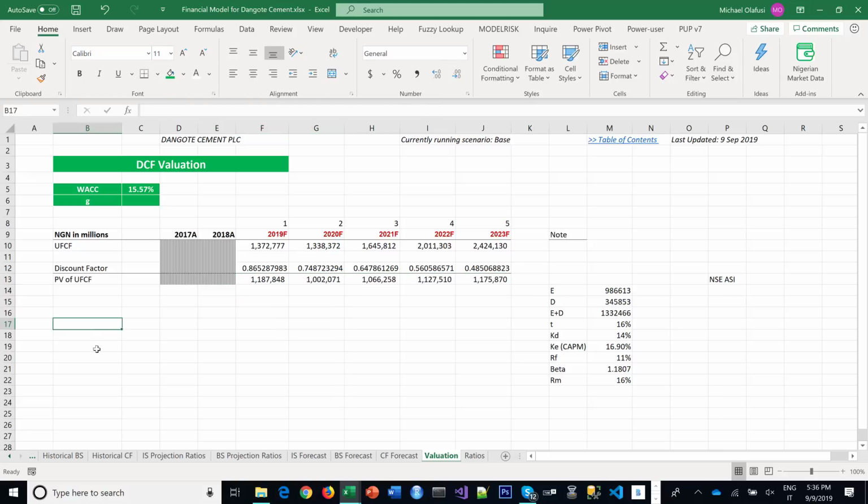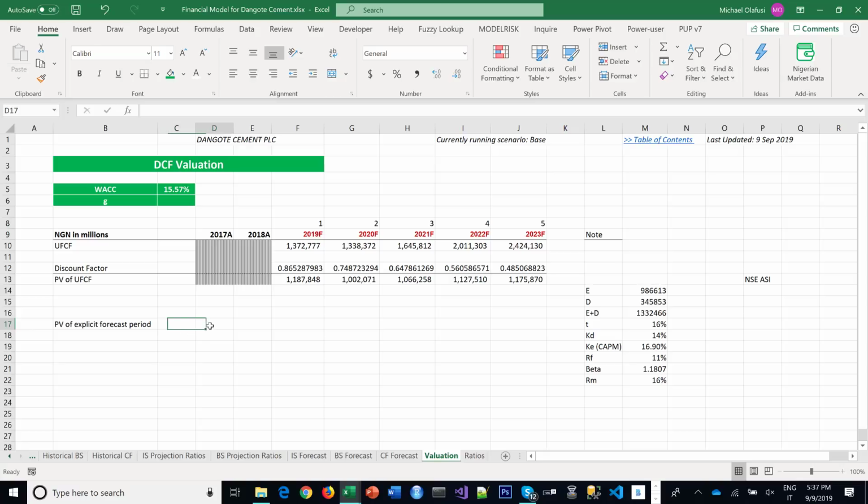Okay, and now I can say the PV of cash flow from the explicit forecast period. So that's the 5 years that we have forecasted. So all of the cash that has come from that period. Okay, so it's going to be equal to the summation of all of this.